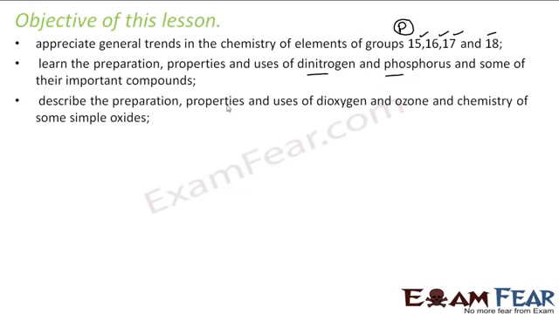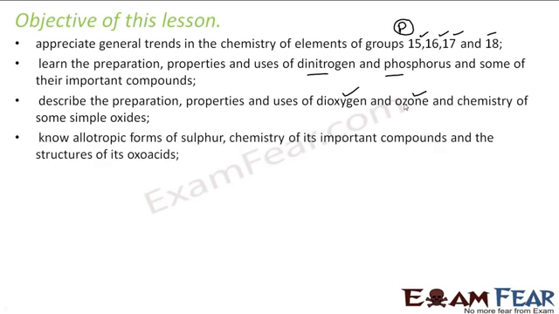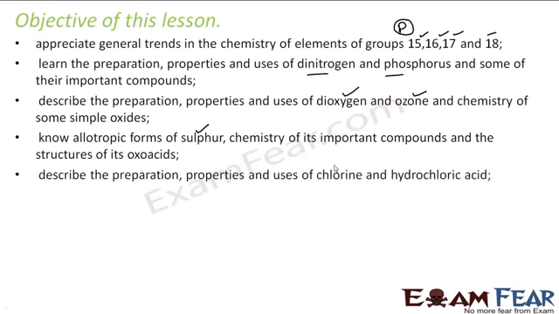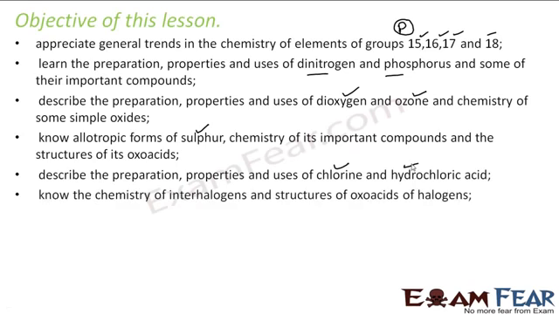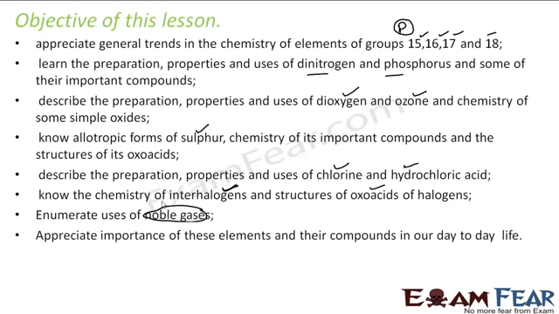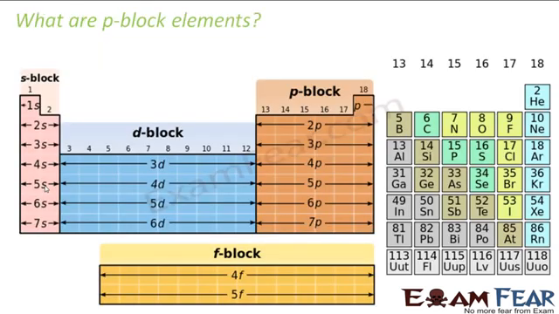We'll describe the preparation, properties and use of dioxygen and ozone, and the chemistry of simple oxides. We'll know the allotropic forms of sulfur. We'll again prepare chlorine and HCl. We'll also know the chemistry of halogens and structures of oxoacids of halogens. We'll understand the use of noble gases. We'll appreciate the importance of all these elements and their compounds in our day-to-day life.